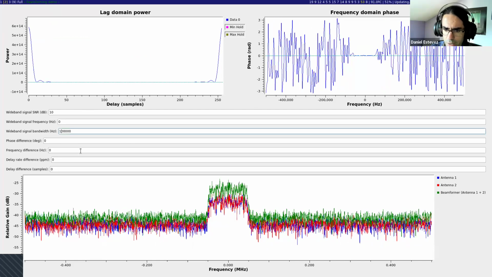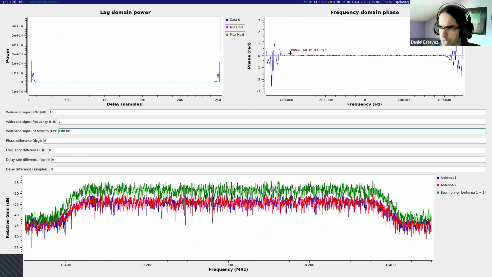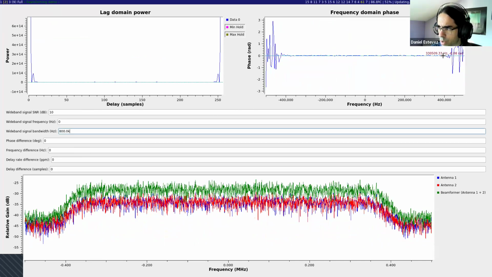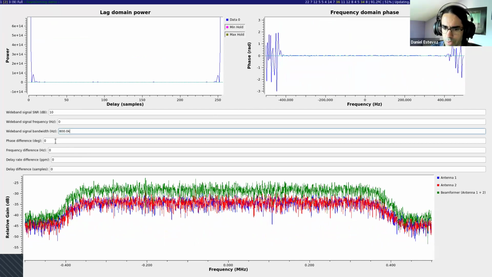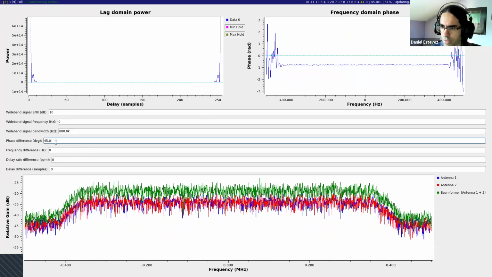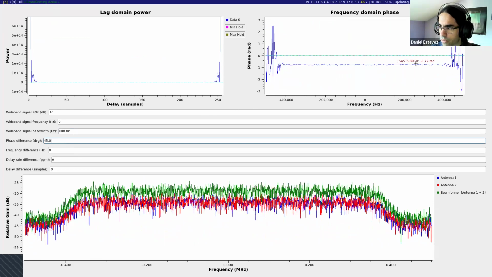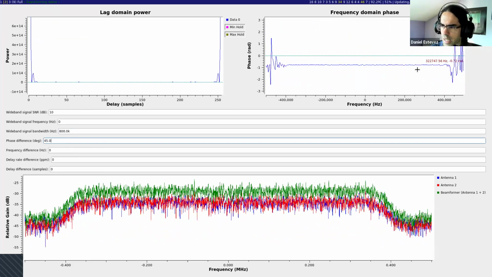I want to make this wider as before. I think I had 800 kilohertz. And now we can see that the phase is 0 in here. What happens if I have a phase which is, I don't know, 45 degrees, will I be able to see it? Yes, I'm getting 45 degrees.